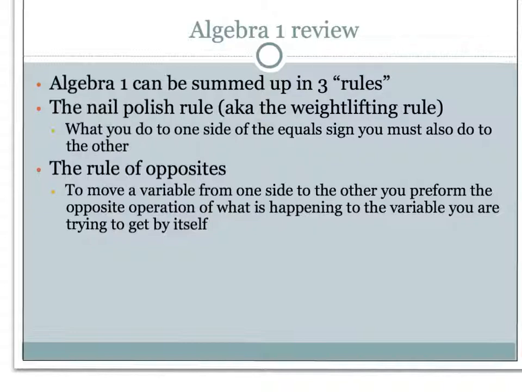The second is the rule of opposites. If we are trying to move a variable from one side of the equation to the other, we're going to perform the opposite function. So if we're adding x, in order to move it to the other side, we'll subtract x. So let's look at a table of all of the opposites that we might encounter in this class.